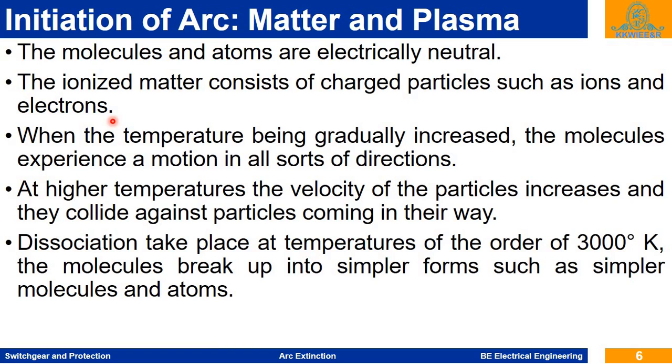When the temperature is gradually increased, the molecules experience motion in all sorts of directions. At higher temperatures, the velocity of particles increases and they collide against particles coming in their way. Dissociation takes place at temperatures of the order of 3000 degrees Kelvin. The molecules break up into simpler forms such as molecules and atoms.